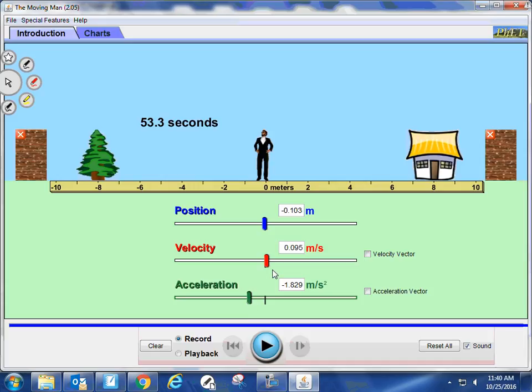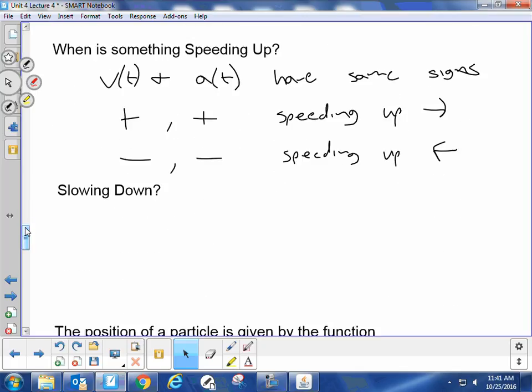That means my velocity values are decreasing, right? Well, look, my velocity values go from 3.5 to 0. Now they're going to negative. So my velocity values are decreasing, but until I get to 0, we say he's slowing down. Now he's speeding up to the left, slowing down, speeding up, slowing down. Okay? So we are slowing down when velocity and acceleration have opposite signs.